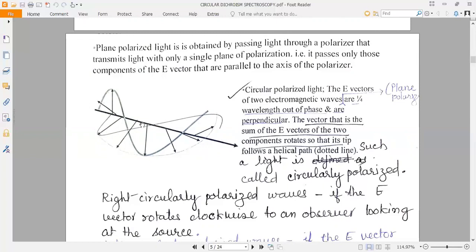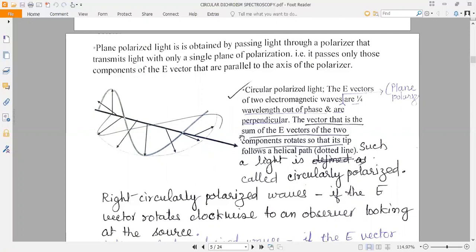Two are perpendicular, but one is starting from here, the other is starting from here. If we take this length, the 1/4 distance, the first wave is moving like this, and the second starts from here. So the difference between these two vectors is 1/4.